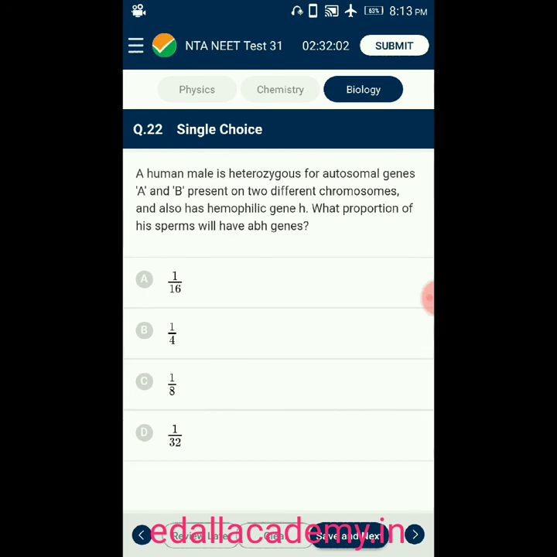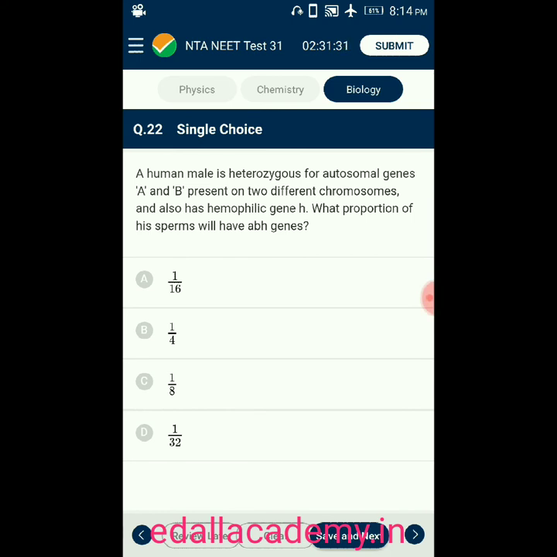Question number 22. A human male is heterozygous for autosomal genes capital A and capital B present on 2 different chromosomes and also has the hemophilic gene small h. What proportion of the sperm will have small a, small b, small h genes? The hemophilic gene small h is present on the X chromosome. The probability of his sperms having the X chromosome with the small h gene is 1 by 2.